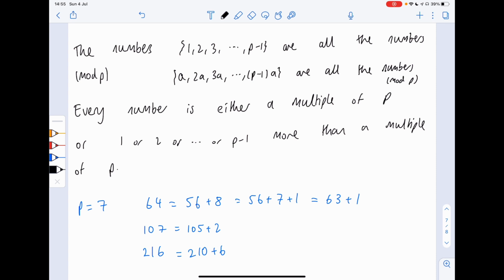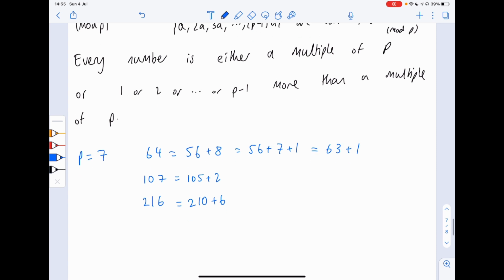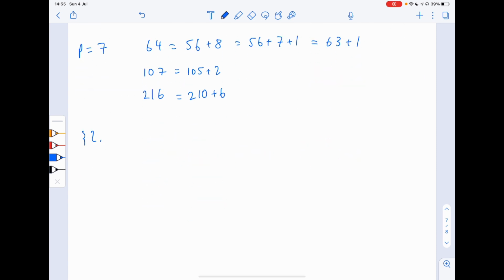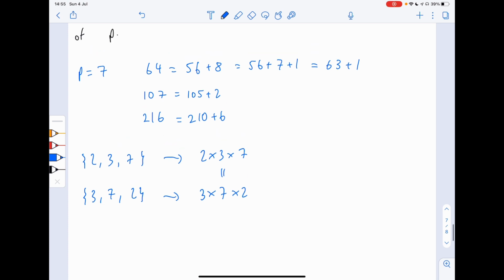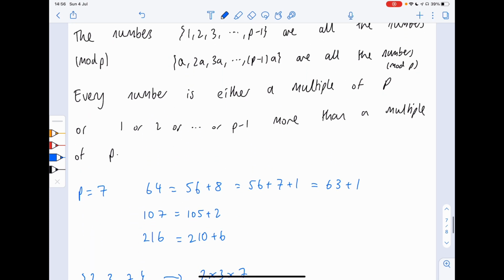Because they're the same list. So, kind of a numerical example: if we have these two lists, 2, 3, 7 and 3, 7, 2, if we multiply all the elements in here together, we get 2 times 3 times 7. And if we multiply them all in here together, we get 3 times 7 times 2. And these are the same thing, right? So this is what we're going to do.